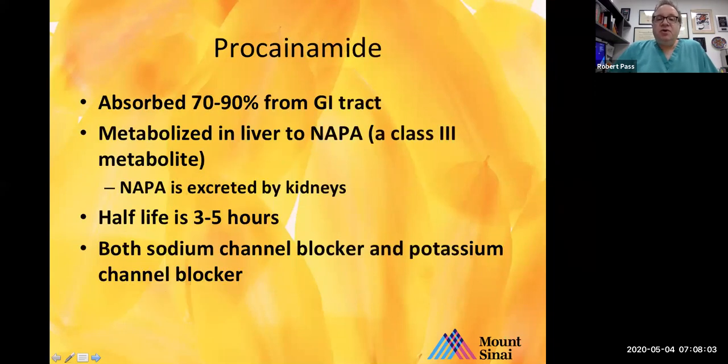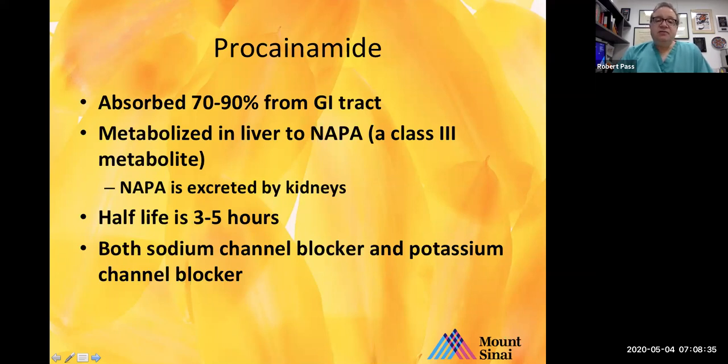Now let's move on to procainamide, which is a drug that is more commonly used and is growing in its popularity over time. Again, when it's given orally, which is rare these days, it's very well absorbed, 70 to 90% from the GI tract. And it's important to remember that procainamide is metabolized in the liver to NAPA, which is actually a class 3 metabolite. This is something Dr. Walsh used to always like to emphasize. And NAPA is excreted by the kidneys.